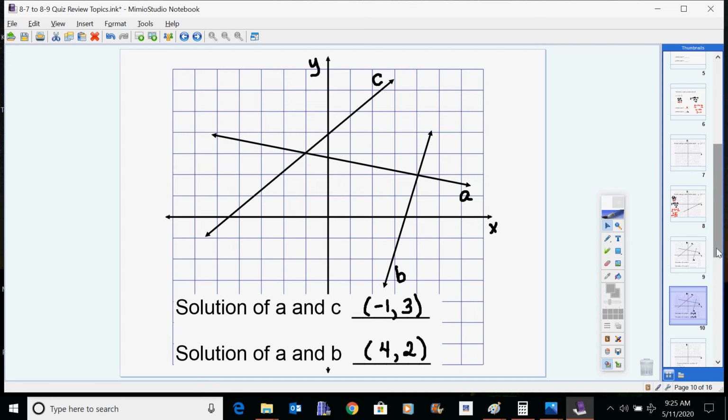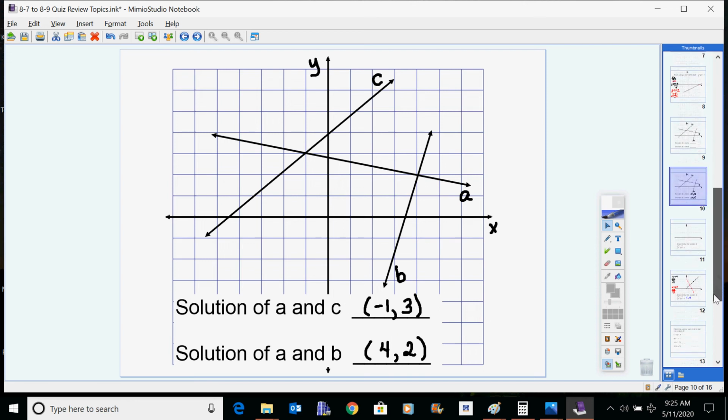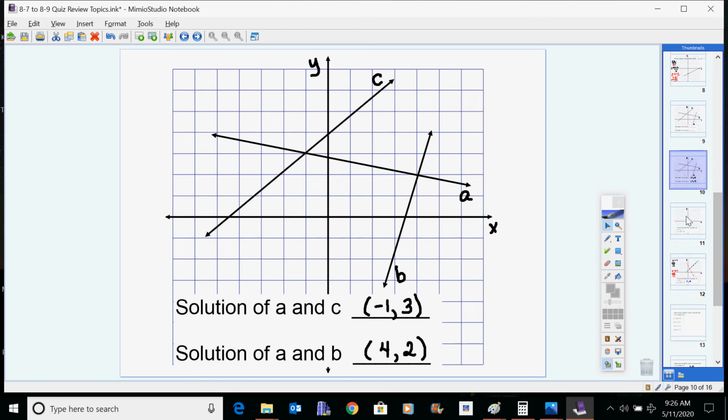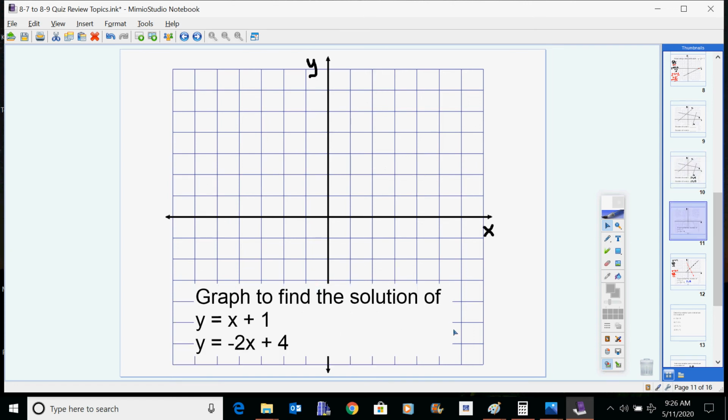So when it asks for a solution of a system, you're always giving an ordered pair. And that goes whether the graphs are made for you ahead of time, which there is some of that on your quiz, but also if you need to do the graph yourself. Now, doing the graph yourself takes more time and effort.